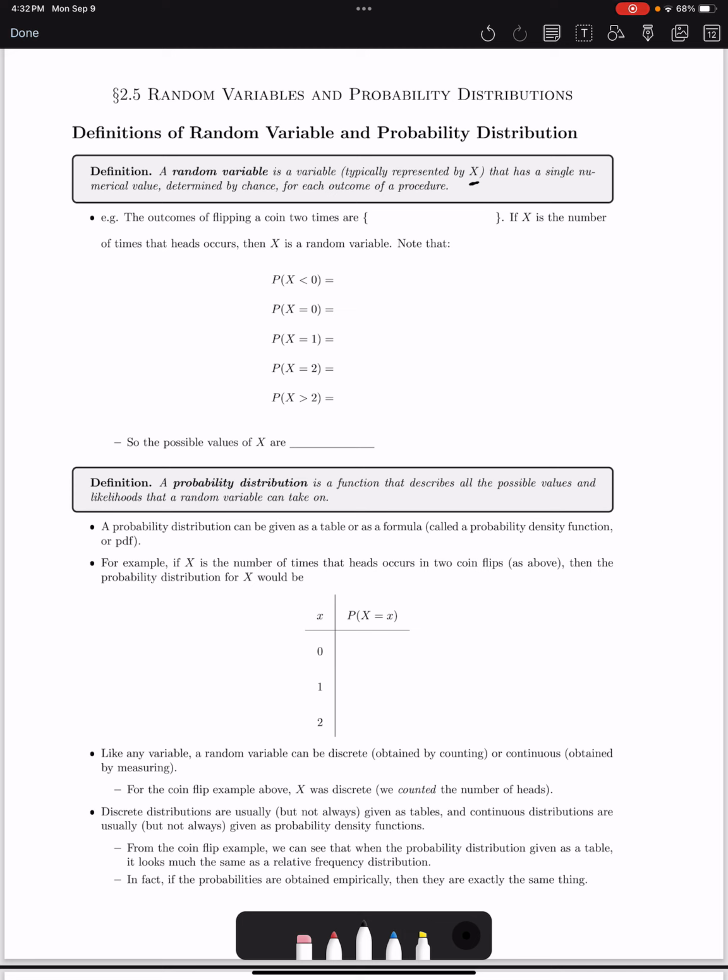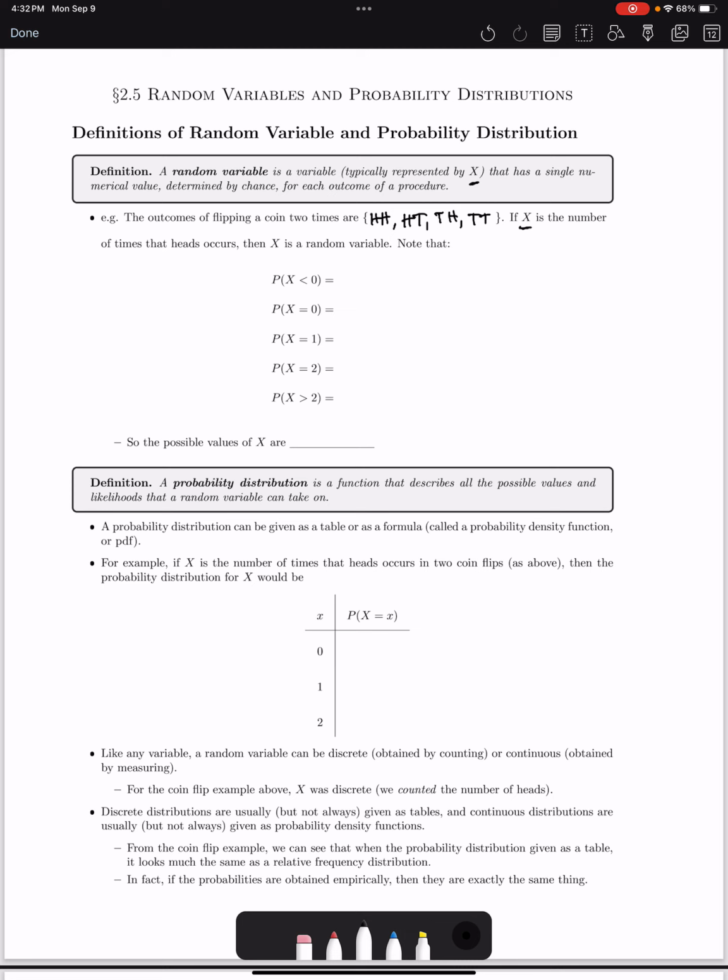So, for example, the outcomes of flipping a coin 2 times. For flipping the coin twice, we could get heads both times, or we could get heads and then tails, or we could get tails and then heads, or we could get tails both times. So those are all of the possible outcomes. We make a random variable out of this by doing something like counting up the number of times that heads occurs, right? So if X is the number of times that heads occurs, then X is a random variable.